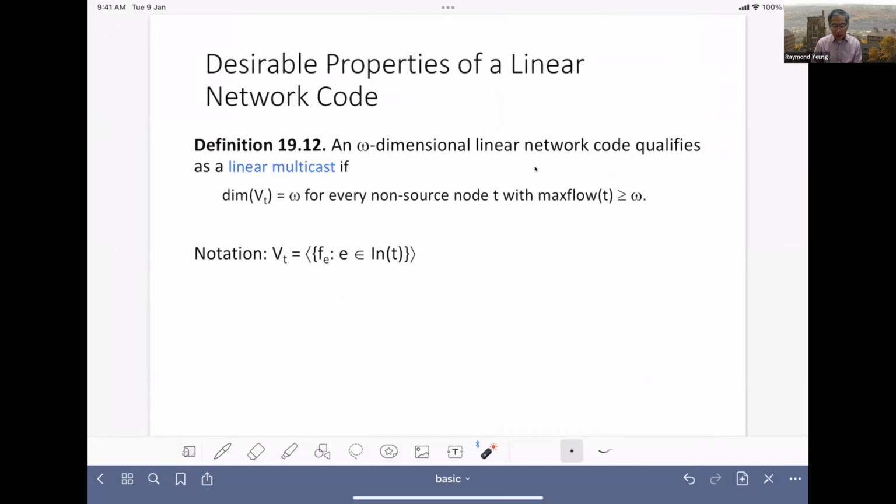Now I would like to define something called linear multicast for you. So linear multicast is an omega-dimensional linear network code such that the dimension of VT, okay, I'm going to tell you what VT is. I should talk about this first. So this is T, and these are the input channels to T, and VT is the vector space spanned by all the input global encoding vectors.